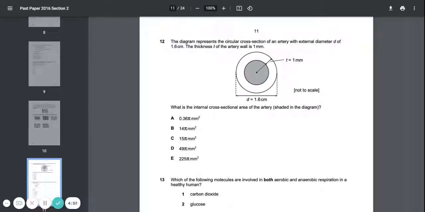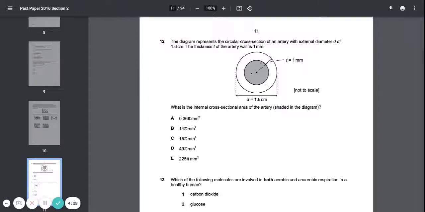Okay. The diagram represents the circular cross-section of an artery with external diameter D of 1.6 centimeters. The thickness T of the artery wall is 1 millimeter. So 1.6 centimeters is 16 millimeters. And we need to calculate the radius of the external circle, which will be 16 by 2, which is 8 millimeters overall. So the radius of the internal circle is 8 minus 1, which is 7 millimeters.